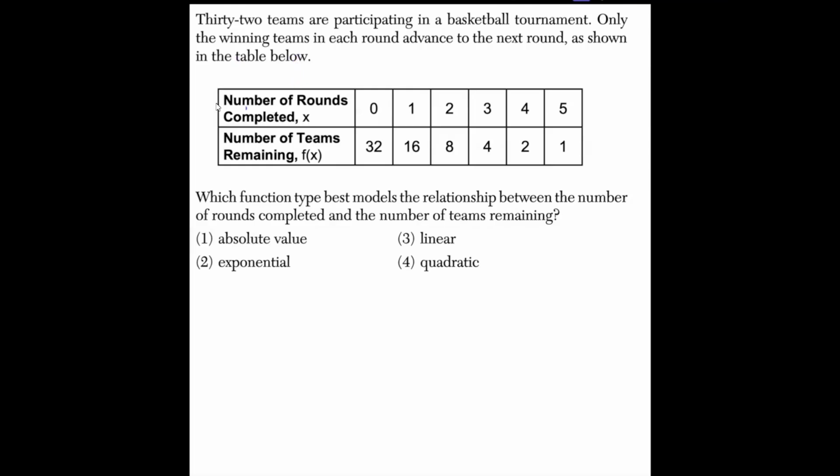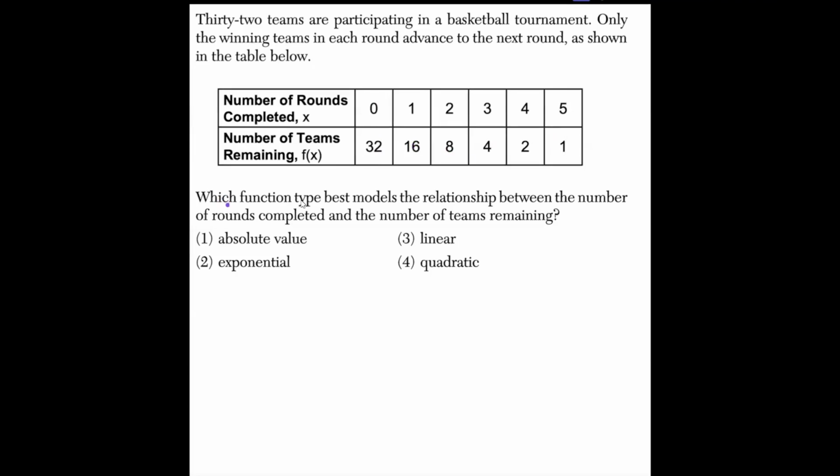Okay, and let's look at the table here, right? At the top, number of rounds. So 0 rounds, 1 round, 2 rounds. This is telling me how many rounds have happened. And down here, how many teams are remaining. Okay, so I start with 32 teams, I'm down to 16 teams, 8, and so on.